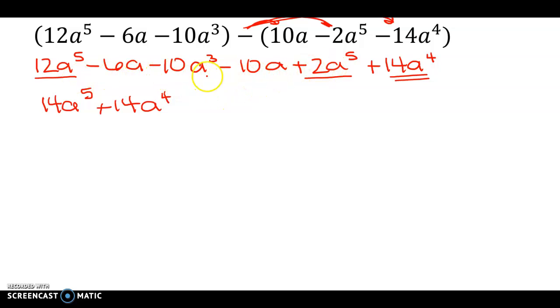And what's going to come next? A to the 3rd. So is there any more a to the 3rds? Nope. So he just gets written down here. Any a to the 2nds? Nope. Just a's. So I have negative 6a minus 10a, which gives me negative 16a. And I have combined all of my like terms.